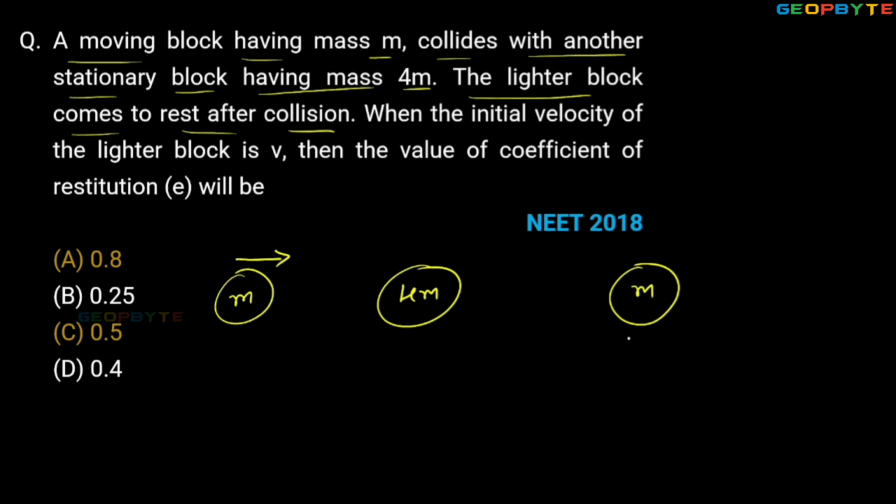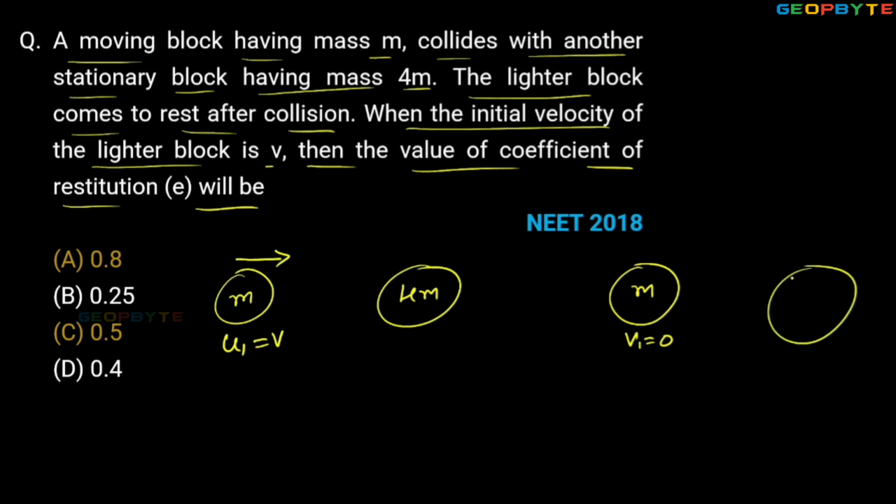The v1 is becoming 0. The initial velocity of the lighter block is v, so u1 equals v, right? After collision, the lighter block comes to rest. Then what will be the value of the coefficient of restitution? The 4m mass moves with velocity v2. Here u2 is equal to 0 because it is stationary, it is at rest.